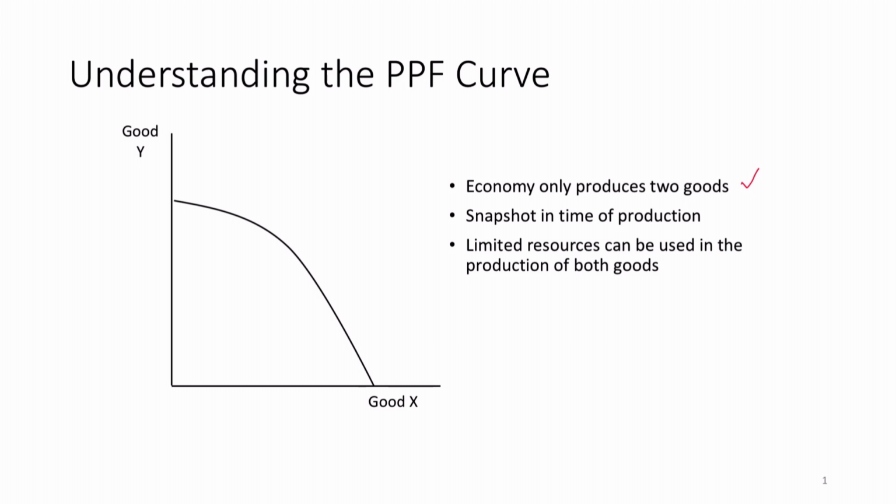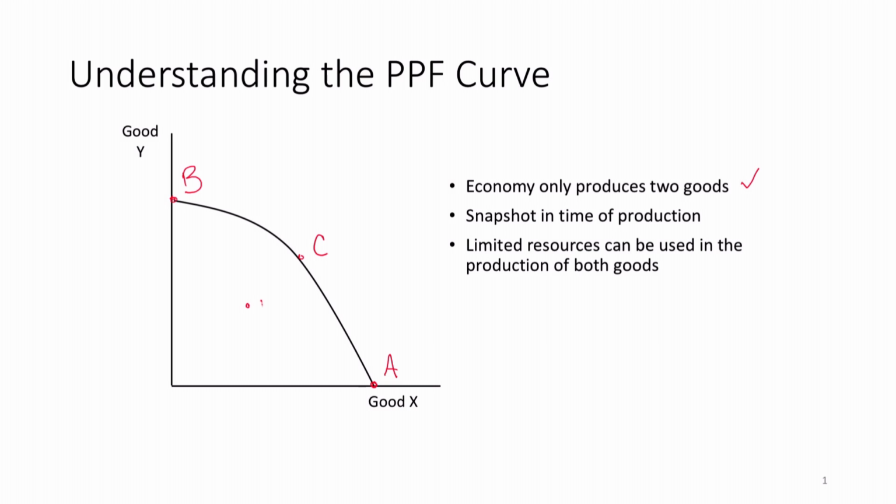Now, any point along the PPF curve is what we call an efficient point of production. A point such as point A, where we're using all of our resources for the production of good X, is as efficient as point B, where we're using all of our resources to produce only good Y, as well as point C, where we're using all of our resources to produce some combination of good X and good Y. So any point along the PPF curve tells us that we're using all of our resources to produce good X, good Y, or some combination of them.